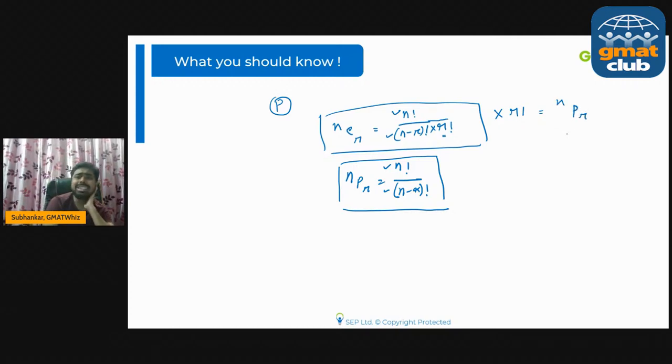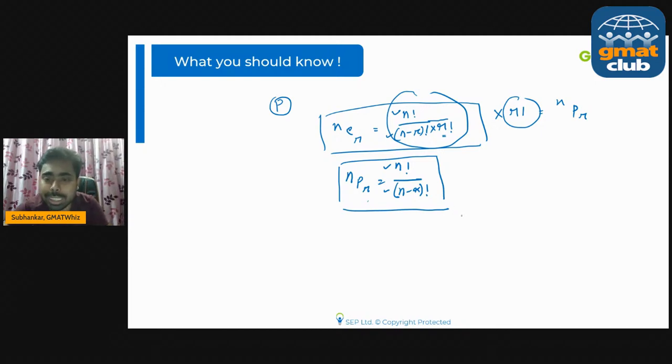Now what does that mean? It means in case of nPr, I am doing some selection as well as some arrangement. Although we learned in permutation that we do arrangement, it's not only arrangement. In permutation, I do selection and I do arrangement, both. But in combination, I just do selection. That's it.